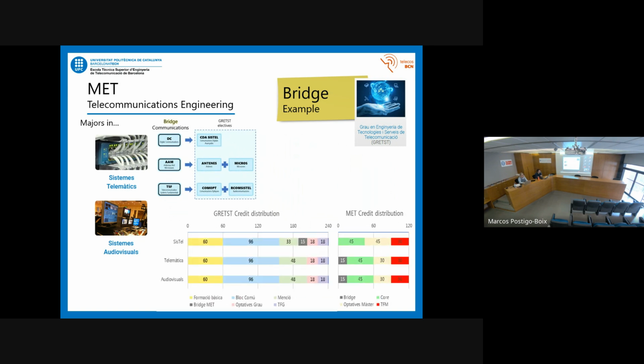So in fact, the major in Sistemas de Telecomunicación takes this knowledge in the bachelor's degree, and the other two majors take this knowledge in the bridge in the master. Okay, and that means that this major, Sistemas de Telecomunicación, has 45 ECTS as elective credits, okay? And in the case of the other two majors, they only have 30 ECTS, okay? But that does not mean anything, because you can do the same things in all three majors.